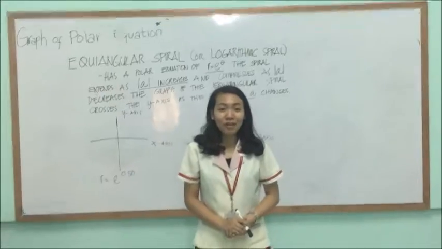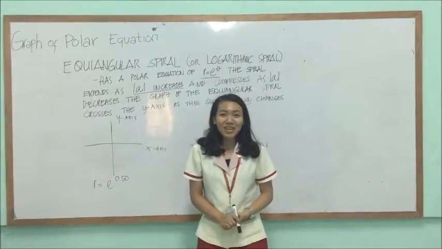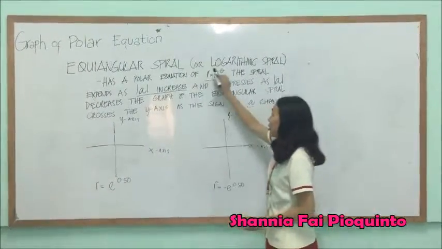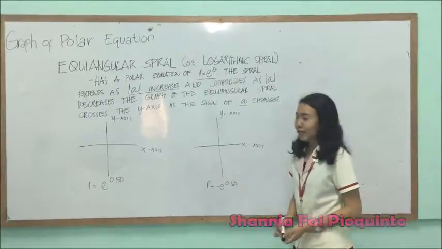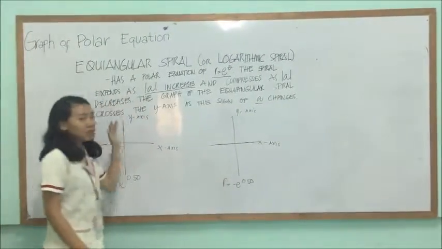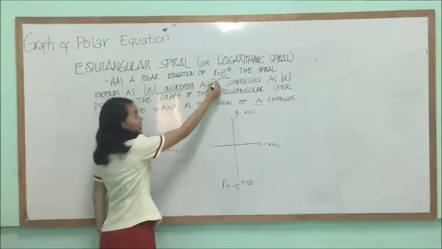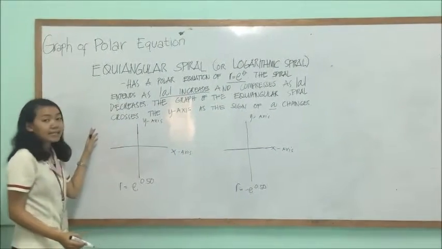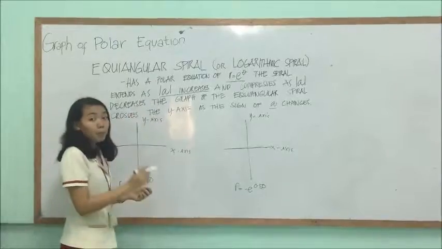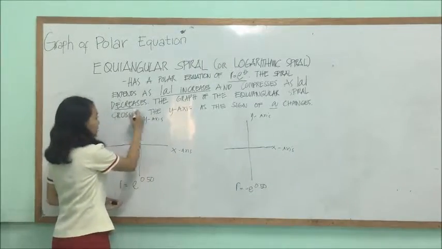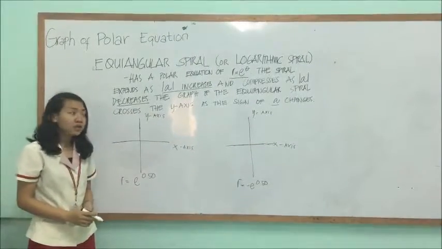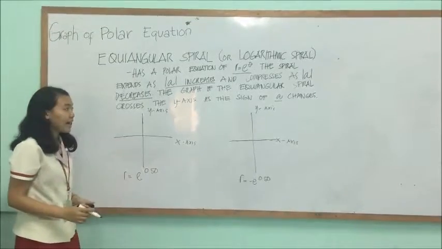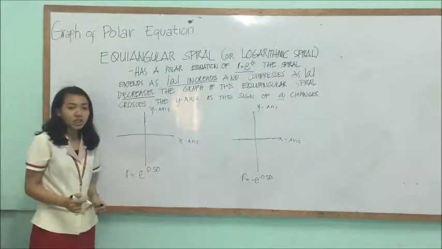Another type of graph of polar equation is the equiangular spiral, also known as the logarithmic spiral. It has a polar equation of r equals e to the power of a theta. The spiral extends as a increases and compresses as a decreases. The graph of the equiangular spiral crosses the y-axis as the sign of a changes.